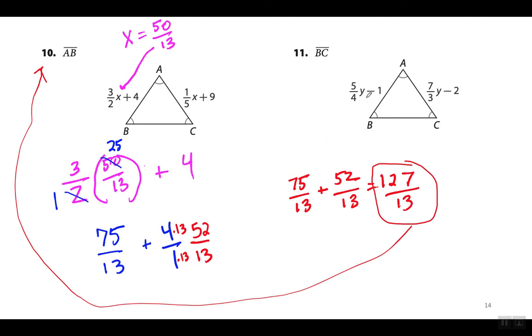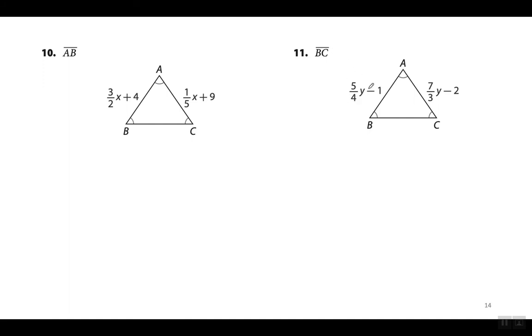Alright, let's look at number 11. Alright, so number 11, we got to find the length of segment BC. So again, all three angles are equal. So that means all three sides are equal. So I'm going to make this side equal to this side. Alright, so 5 over 4y minus 1 equals 7 over 3y minus 2.